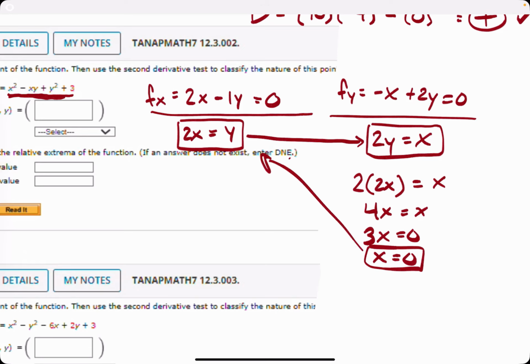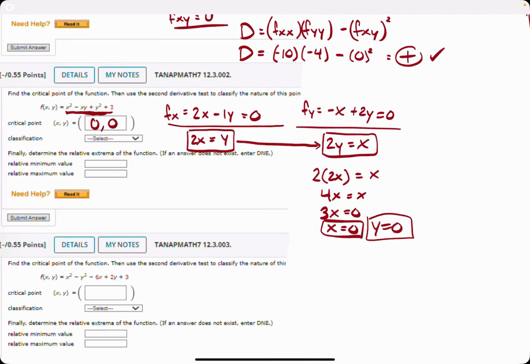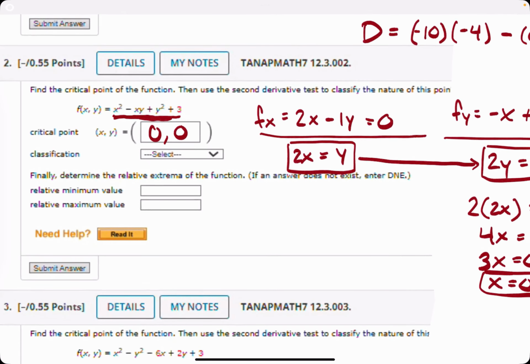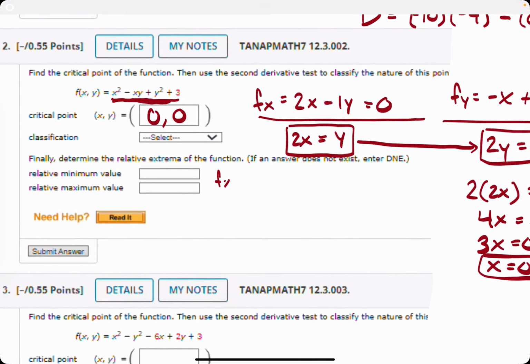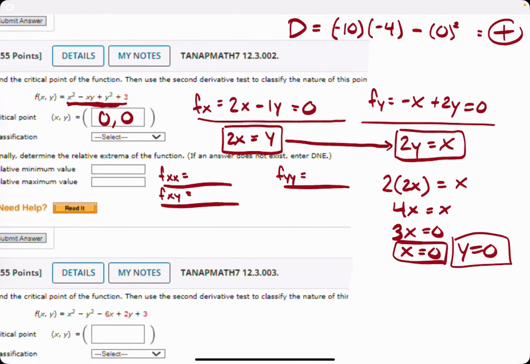If you plugged it in there, it'd probably be a little more clear. So it'd be 2 times 0 equals y. So in other words, y just equals 0. So our critical points aren't always 0 and 0, but it seems like that's how it's turning out for these first couple of easy ones. Now, we're going to do the second derivative test, finding fxx, fxy, and fyy. And then we're going to calculate d, find the sign of d, and classify.